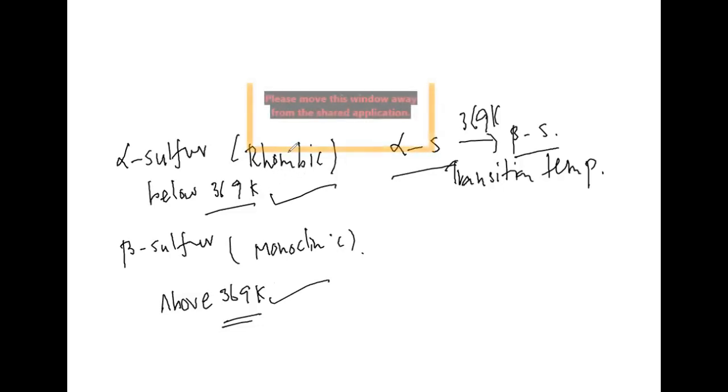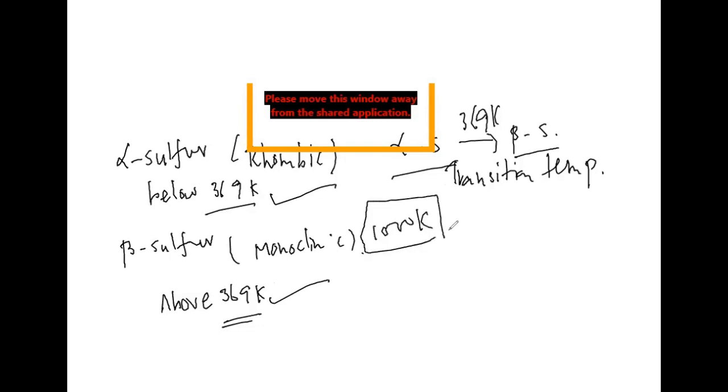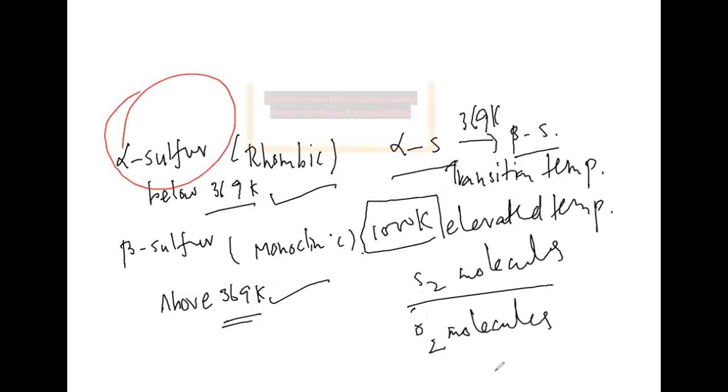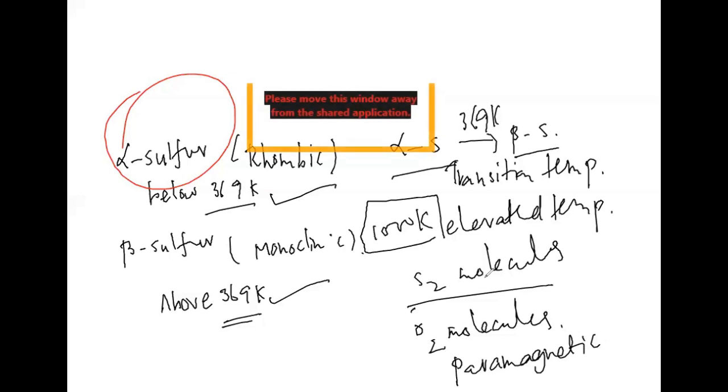But if you see the other modifications of sulfur, at an elevated temperature of around 1000 Kelvin we can see the existence of the S2 molecule, which is similar to the O2 molecule, a paramagnetic substance.